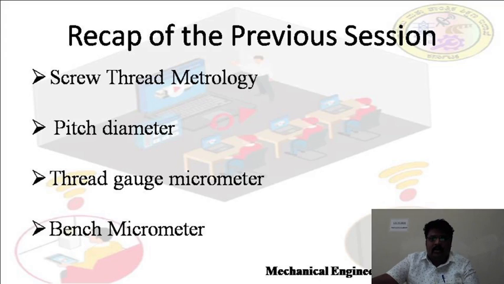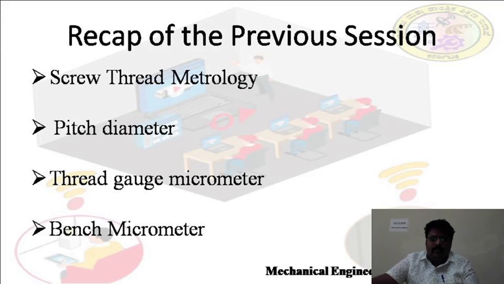And also we learned about the thread gauge micrometer. I'll just define what a thread gauge micrometer is. A thread gauge micrometer is a device used to measure the pitch diameter of a screw thread. It is just like an ordinary micrometer and it has a pointed spindle and a double V handle. Both are correctly shaped to contact the screw thread.